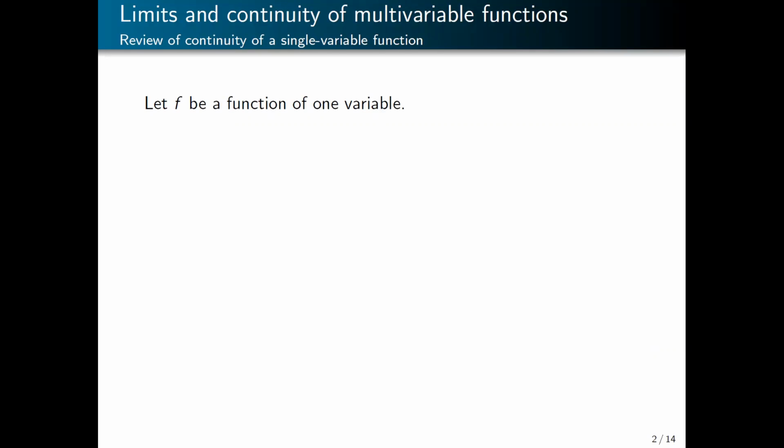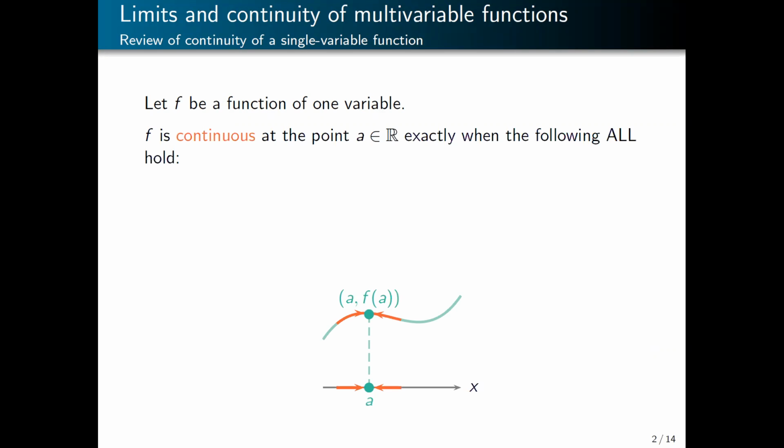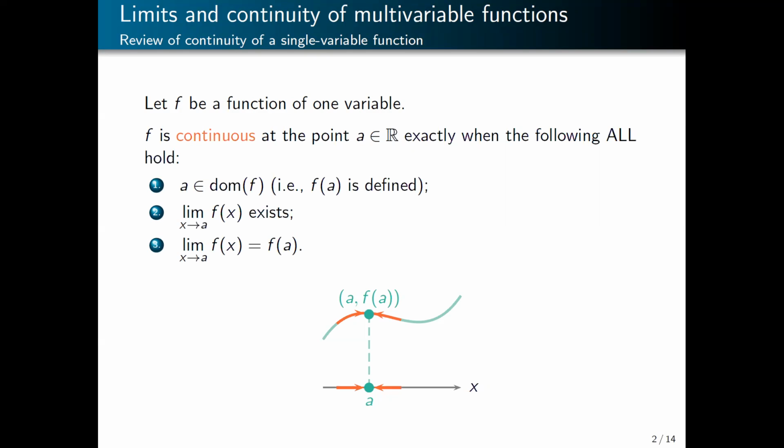We first recall the definition of continuity of a single variable function. A function f of one variable is continuous at a point A in R exactly when the following conditions all hold. First, f is defined at the point A. Second, the limit of f as x approaches A exists. And third, the limit of f as x approaches A is equal to f of A.